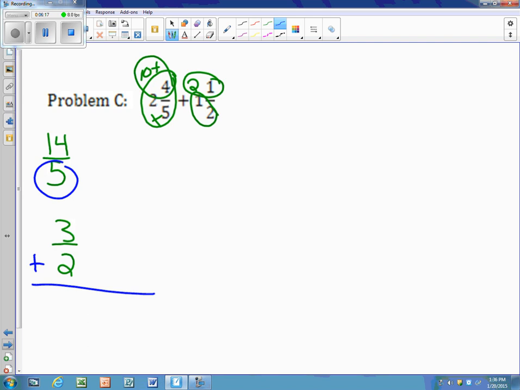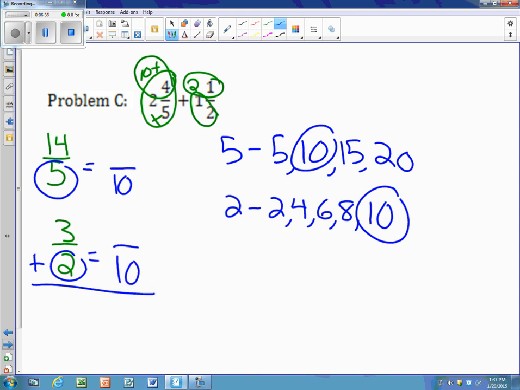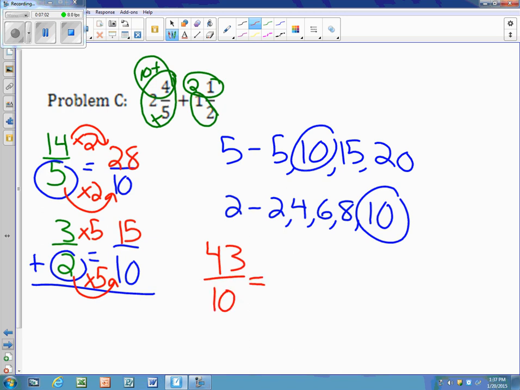So I'm now working with 5 and 2, which obviously gives a common denominator of 10. This is 5, 10, 15, 20. And this is 2, 4, 6, 8, 10. So I see 10 is my magic number here. So we're going to turn both into 10. And now I have to ask myself, what did I do to this 5 to get to 10? I multiplied it by 2. So I have to multiply 14 times 2 and I get 28. And then 2 times what is 10? 2 times 5. So 3 times 5 is 15. And now when I add all of this together, I get 43/10. And I have to turn that into a mixed number, which would be 4 and 3/10.